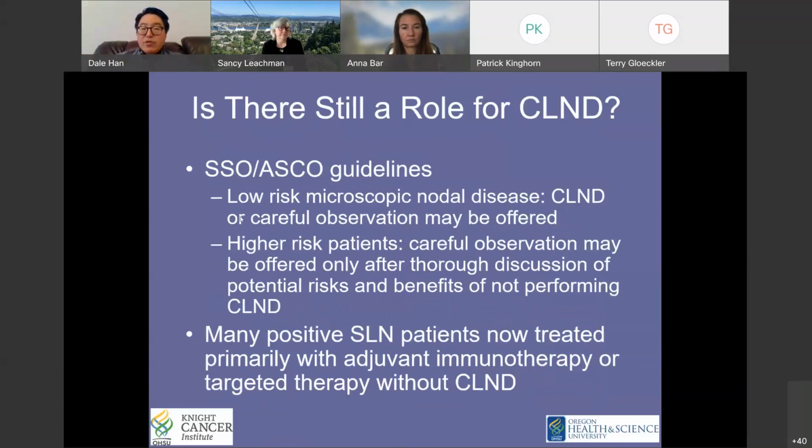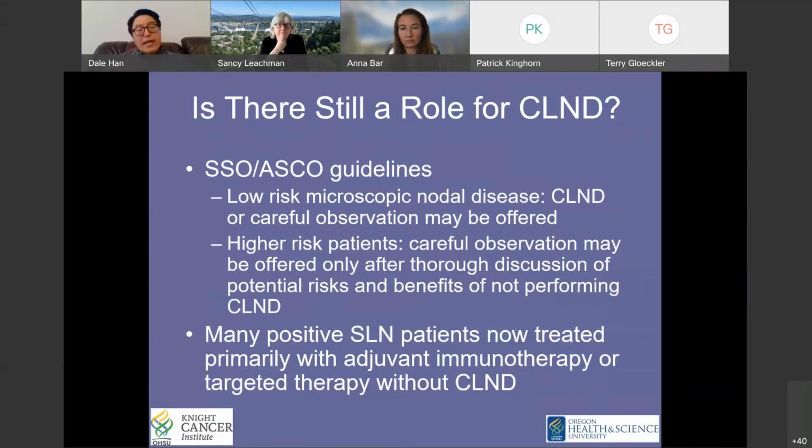So based on this, the SSO and ASCO made guidelines and said that for patients with low-risk microscopic nodal disease, either careful observation or completion lymph node dissection can be offered. But for higher risk patients, and what defines higher risk we're still figuring out, careful observation can be offered only after you thoroughly discuss the risks and benefits of not doing a completion lymphadenectomy.